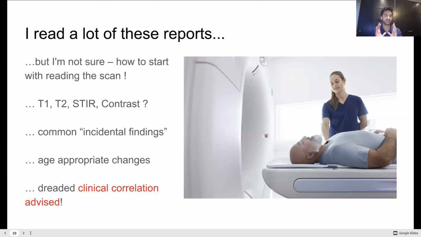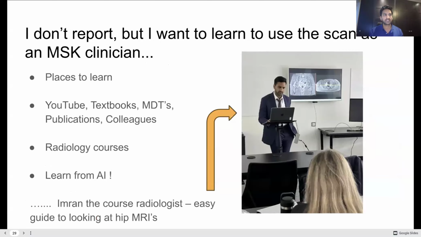I'm sure most of us here who are medical professionals have seen reports or had scans ourselves, and there's all this stuff that we write. All radiologists love to write stuff like this: T1, T2, STIR, contrast, incidental findings, age-appropriate changes. I mean, where do you even go with that? How do you even start to go with the patient and say, oh, okay, well, your STIR sequences show this, your contrast images show this. What does it all mean? And this is what we're trying to decipher for you so that you're able to learn and take things forward.